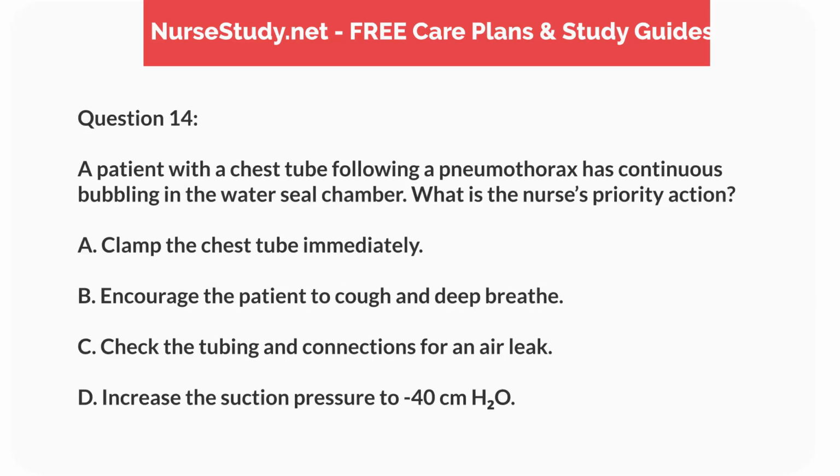Question 14. A patient with a chest tube following a pneumothorax has continuous bubbling in the water seal chamber. What is the nurse's priority action? A. Clamp the chest tube immediately. B. Encourage the patient to cough and deep breathe. C. Check the tubing and connections for an air leak. D. Increase the suction pressure to -40 cm H2O.